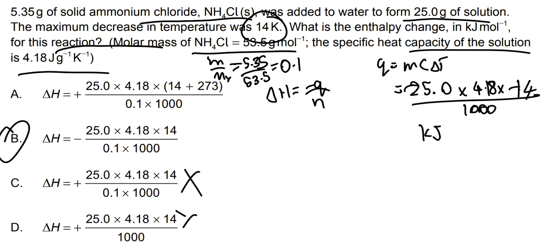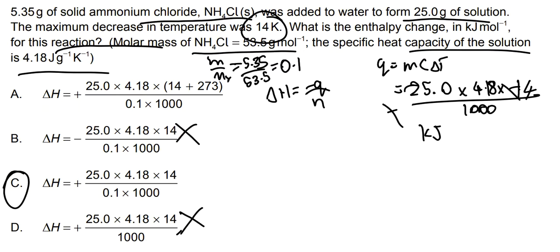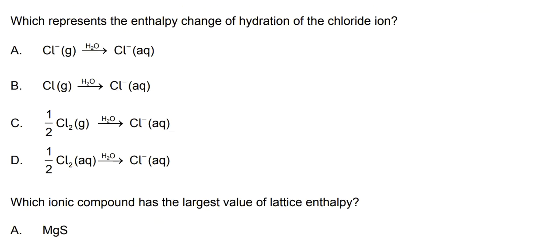Okay, so if this would have been a negative, the negative up front would have cancelled with this and left a positive. So it's either one of these ones. And from the looks of it, this one doesn't have a divide by 0.1, so this one's eliminated, this one's eliminated. This is the correct answer, which represents the enthalpy change of hydration for chloride ion. Enthalpy change of hydration is when you go from a gaseous ion to an aqueous ion. So it looks to me like A is the correct answer.